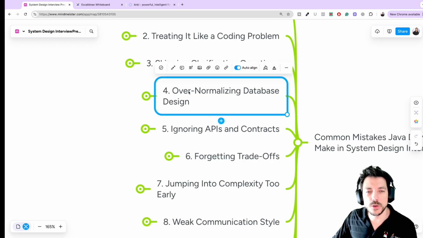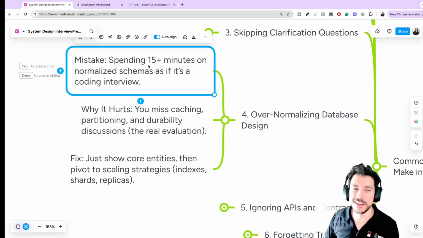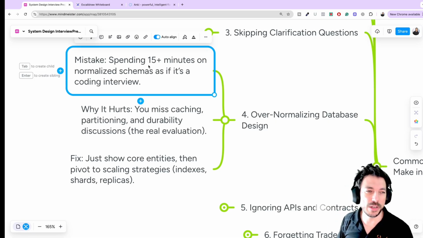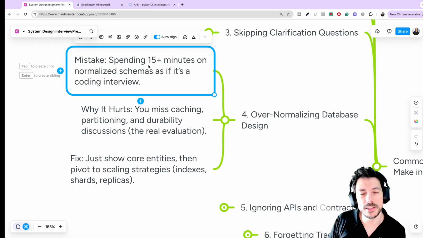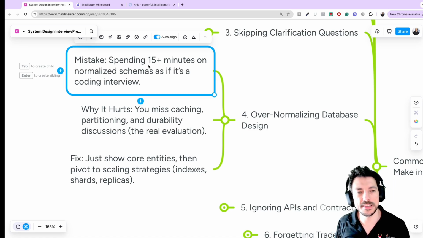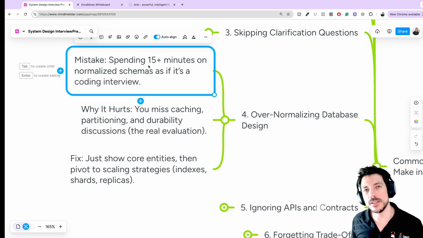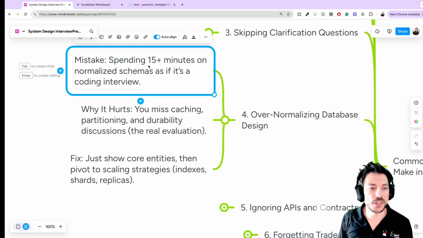And the other mistake is over-normalizing database design. You're going to spend a good amount of time only to normalize the database, and that's not the goal at all. The goal is to see if you can design a system at a high level. You don't need to normalize the whole database, right? If you focus too much on normalizing the database, you're going to miss the important stuff in the system design interview, which is caching, partitioning, durability discussions.